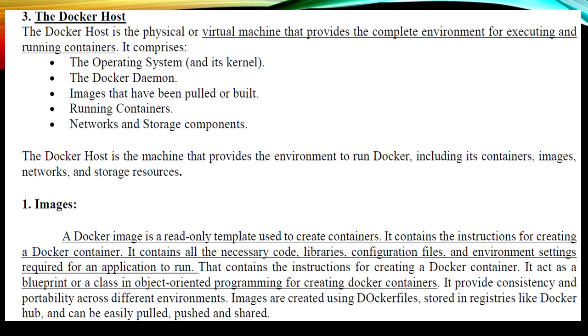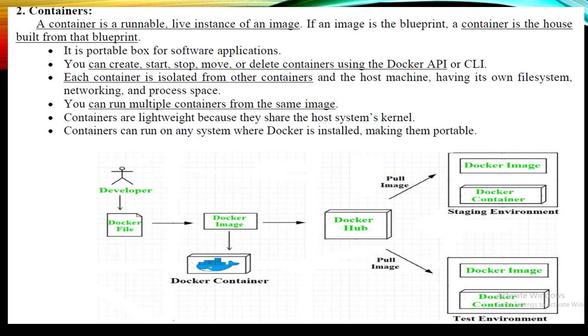Images are created using Docker files, stored in registries like Docker Hub, and can be easily pulled, pushed and shared. So a container is a runnable live instance of an image. If an image is a blueprint, the container is the house built from the blueprint. It is a portable box for the software application.